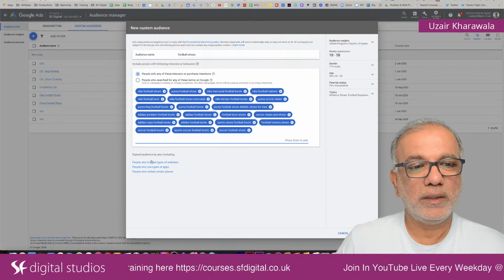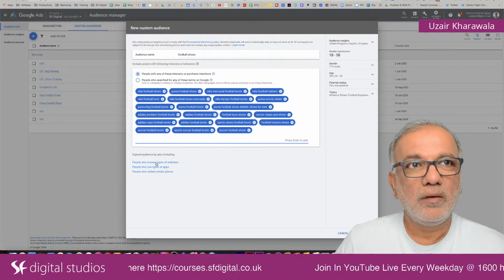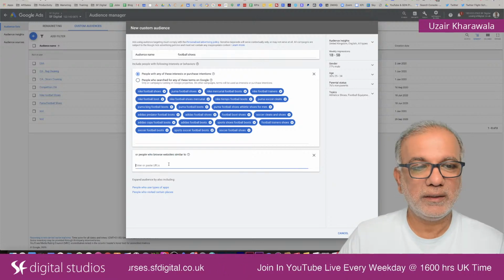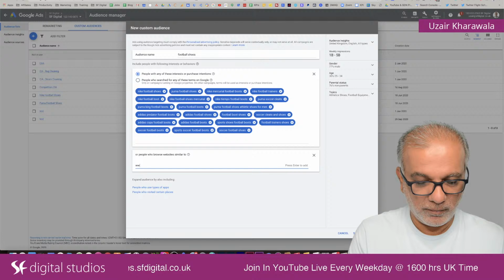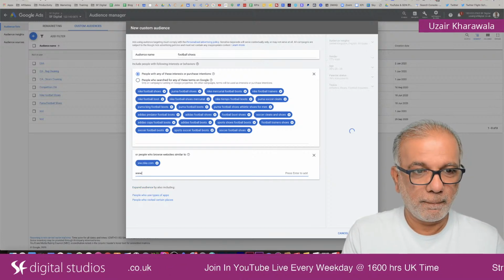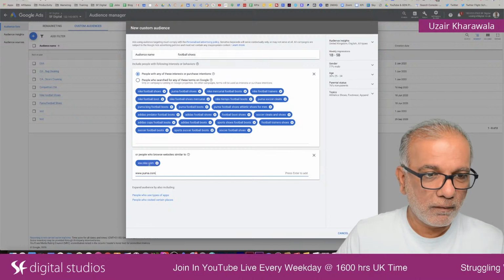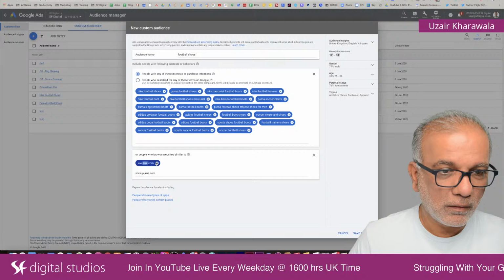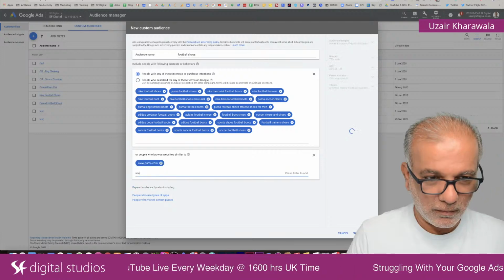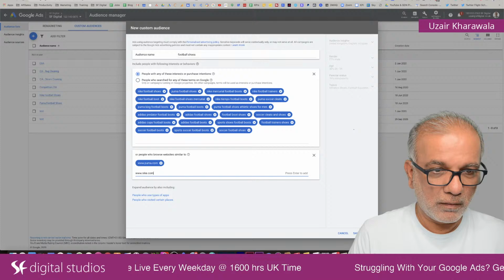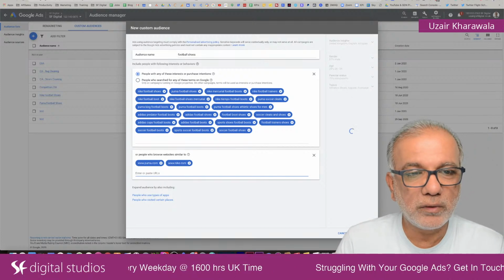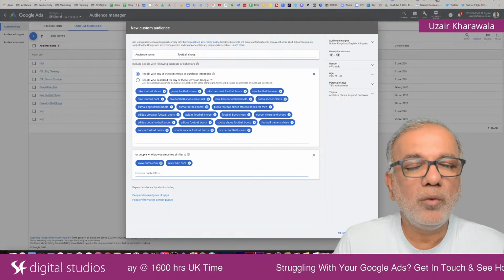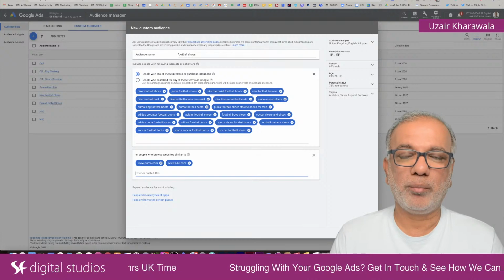Then what I can also do is put in people who browse websites similar to, and this is extremely powerful. So now I'm saying to Google, I also want to find or target people who visit these kind of websites. Now, obviously, these are big brands. They may not be your competitor.